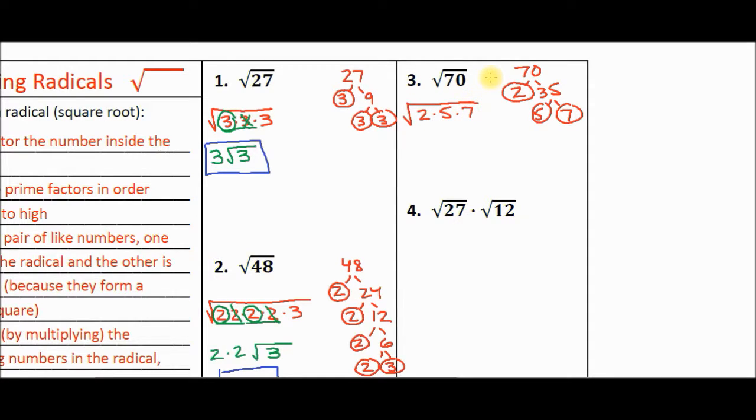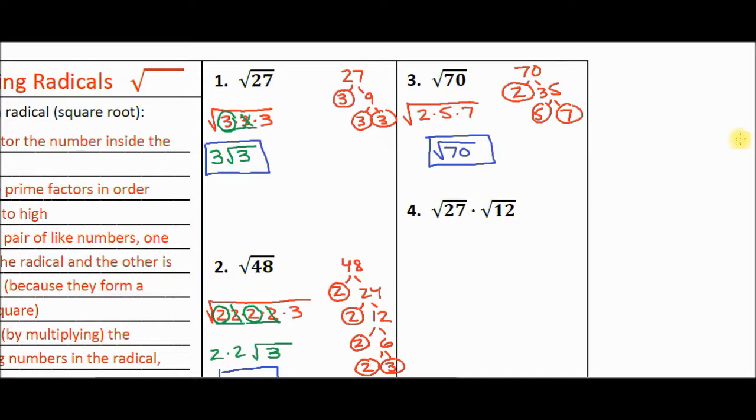Now take a look at question number 3. There are no pairs inside the radical. That means none of these numbers can escape. So when you look at the square root of 70, you'll find out that the square root of 70 is already simplified. It cannot be simplified any further. So in this case, you basically just go back and say, I can't remove any numbers from the radical, so my final answer is going to remain the square root of 70.